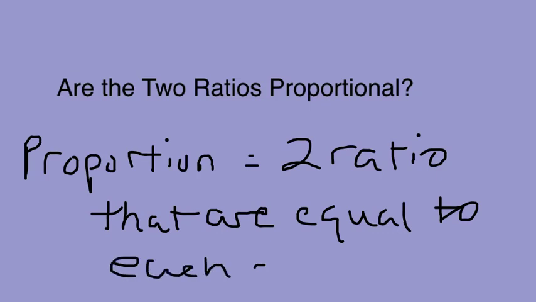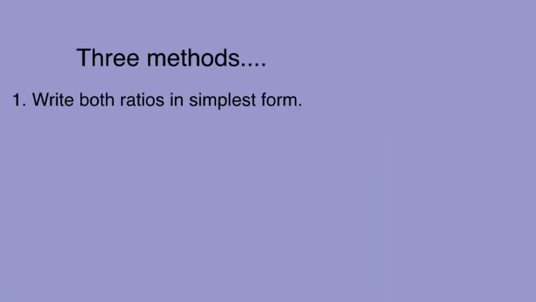And you can go ahead and write that down on your notes. Two ratios that are equal to each other. Okay, we have three methods that we can use to see if ratios are proportional. And the first method that we're going to use is simplest form. And we're going to do a couple of examples here.